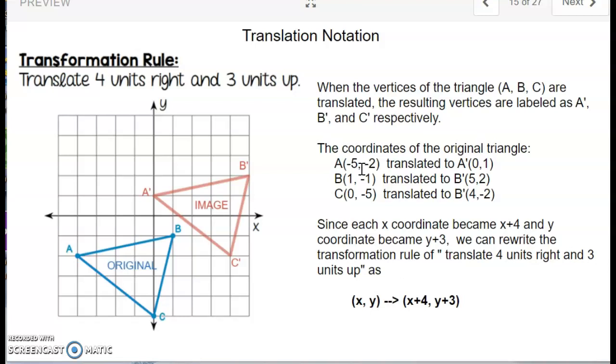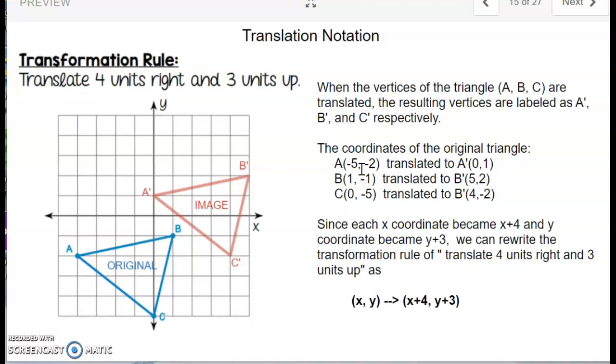What happened to the x coordinate? It increased by 4. What happened to the y-coordinate? Y went from -2 to 1, -1 to 2, -5 to -2. What happened to the y? It increased by 3. Okay, where do you see 4 and 3? That's from the rule: translate 4 units right and 3 units up.